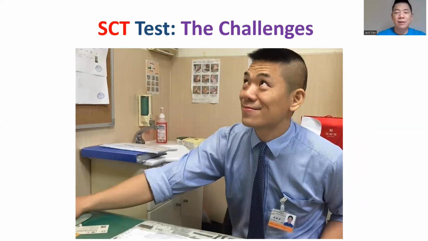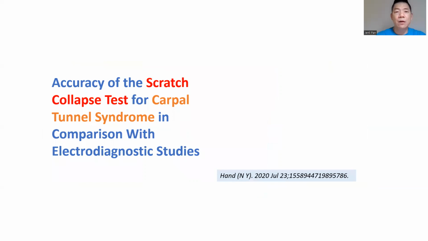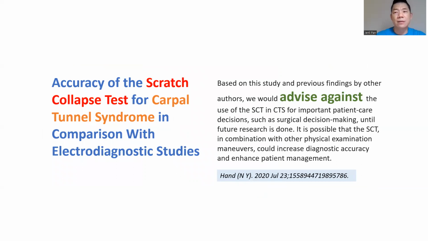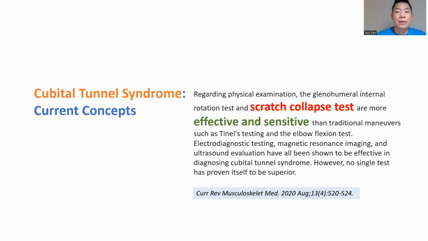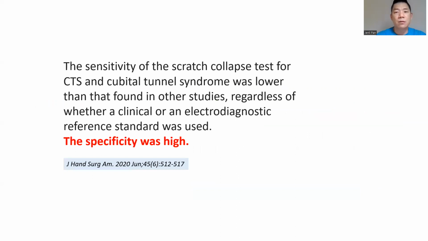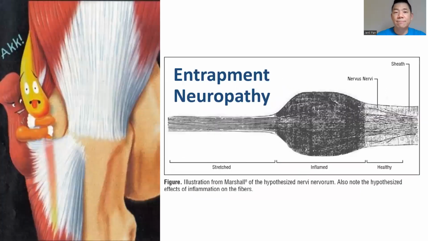But there are still challenges for this kind of test. For example, the most common entrapment neuropathy of the body is carpal tunnel syndrome, but a study shows the authors advised against the scratch collapse test for carpal tunnel syndrome. Why? We don't know. However, for cubital tunnel syndrome, the scratch collapse test is effective and sensitive. So there are controversial views on these two tests for different nerve entrapments. However, for both entrapment neuropathies, the specificity of scratch collapse was relatively high.